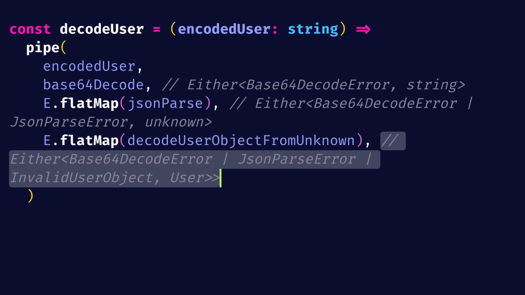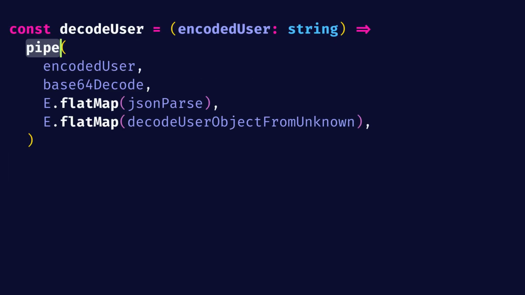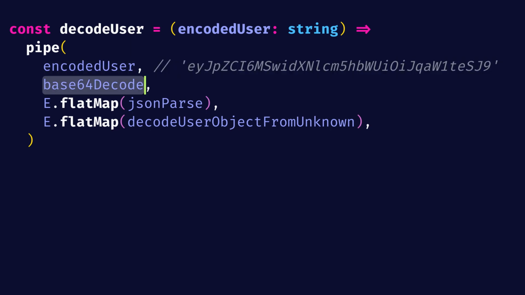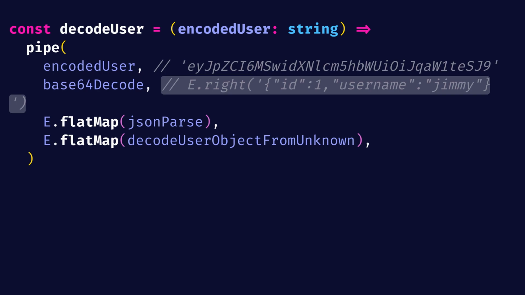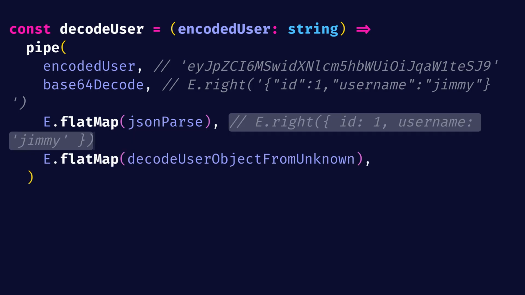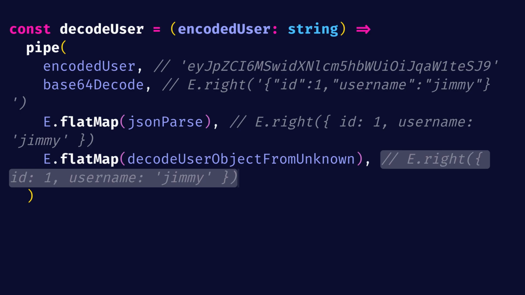To get a better understanding of how this works, let's see what actually happens step by step when we call decodeUser with a valid input. First, we pipe encoded user, which is this base64 string, into base64 decode. Since this is valid base64 that encodes a JSON string, we get back a right with that JSON string. Then we flatMap that JSON string into JSON parse and get back a right with the corresponding object. Finally, we flatMap that object into the decodeUser object from unknown, which successfully validates the object and returns a right with that object, and this is the final output that our function returns.